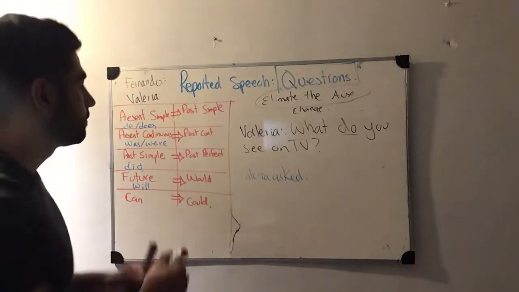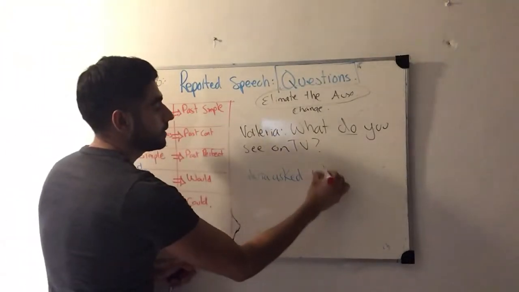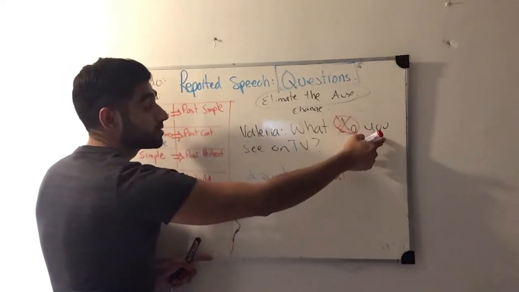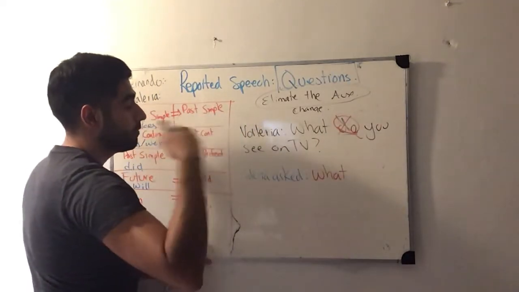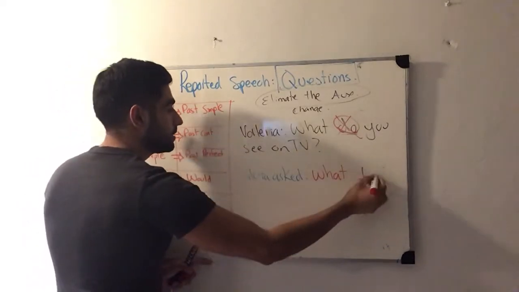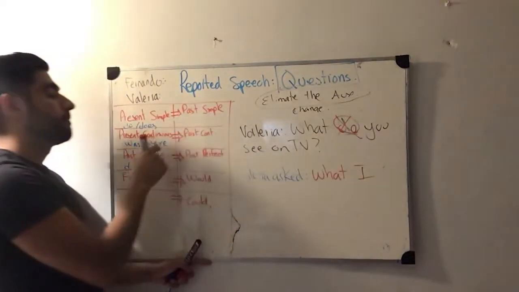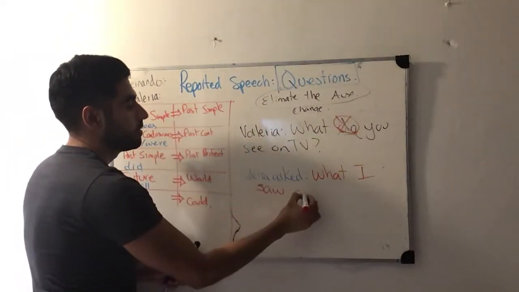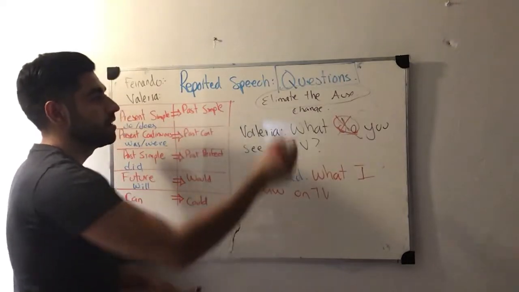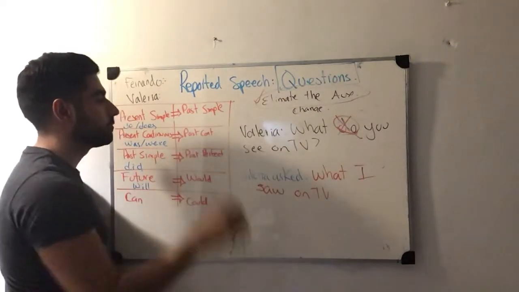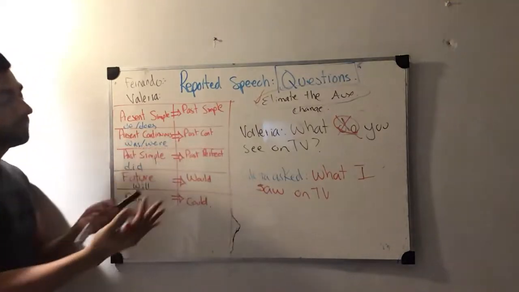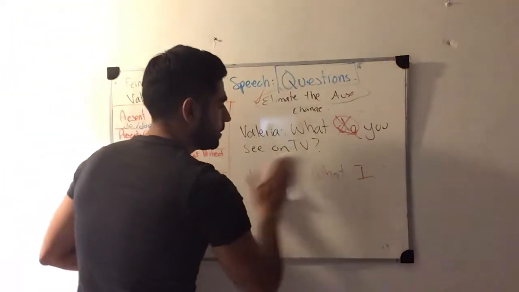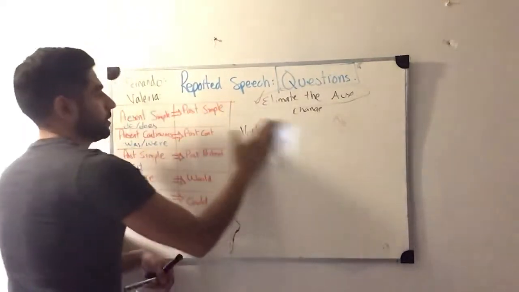Valeria asked. What did she ask? Valeria asked what, and the auxiliary we eliminated. In this case, the question is referring to you, and you are the person who is reporting that information. So, the main verb in present, we change it to past: what I saw on TV. There you go. Simple, we eliminated the auxiliary and we changed the main verb to the one that we have to use in the reported way. Okay, so I think that's enough for the present simple.